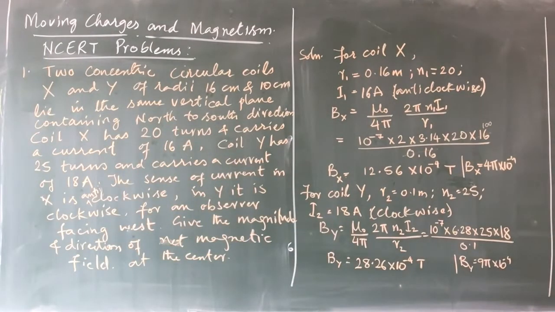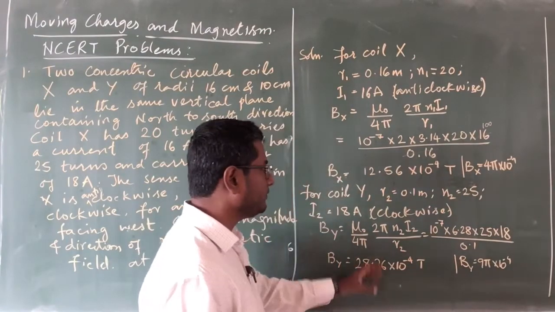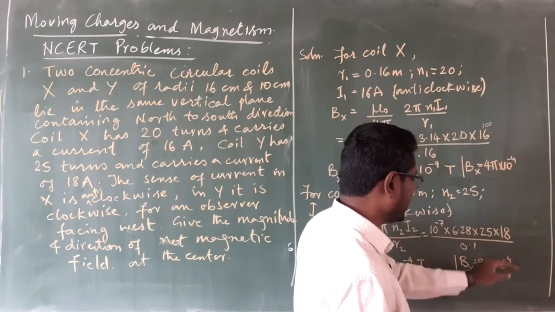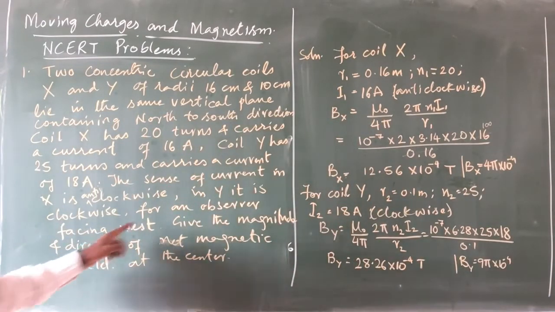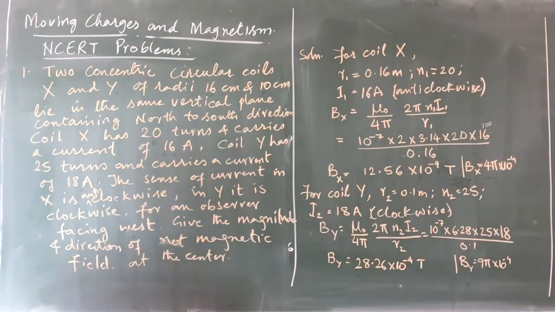So both ways the answer is available. We have the value of Bx and By directly, and also in terms of 4 pi and 9 pi. Now what do we need to calculate? We need to calculate the magnitude and direction of the net magnetic field at the center.